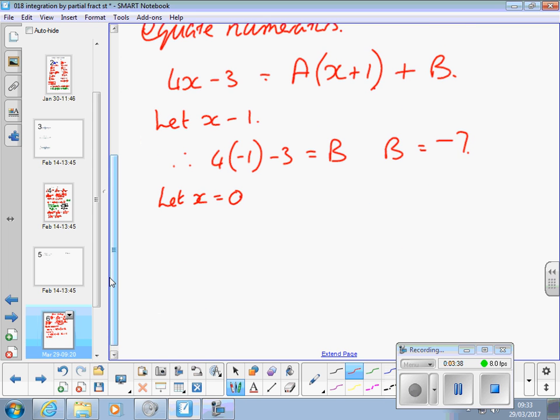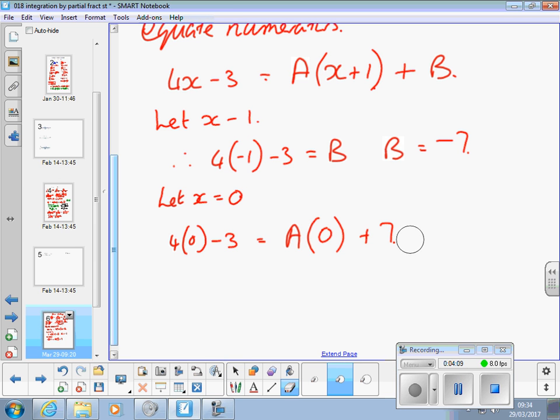Write it. 4 times 0 minus 3 is equal to A times 0 plus 7. 0 is... don't work, does it? A is gone. We don't want A gone. We want B gone. Sorry? 0. Yes, 0 plus 1.